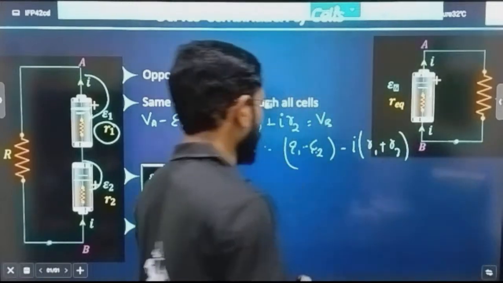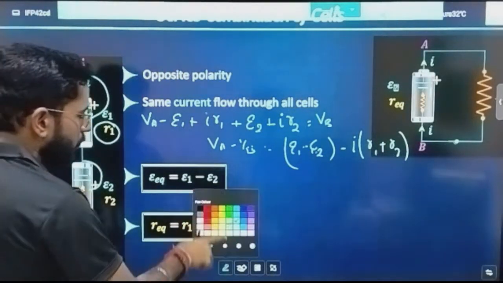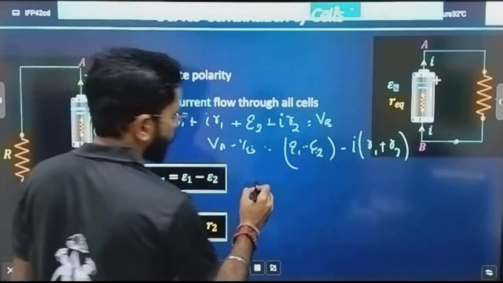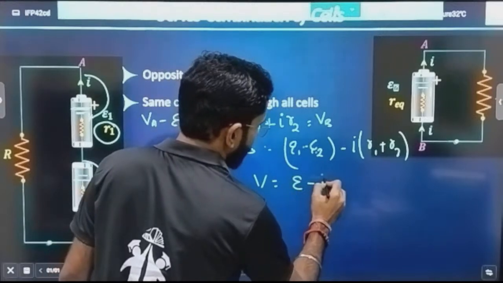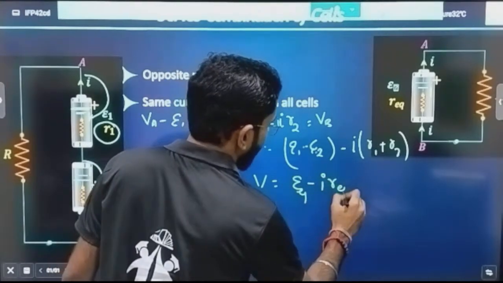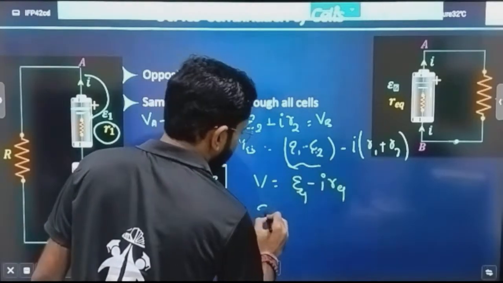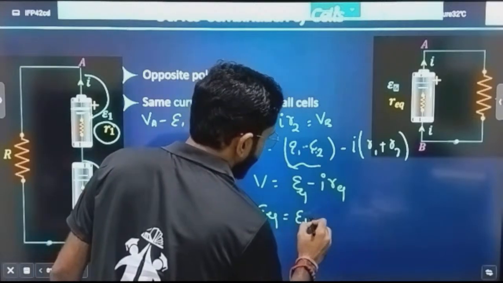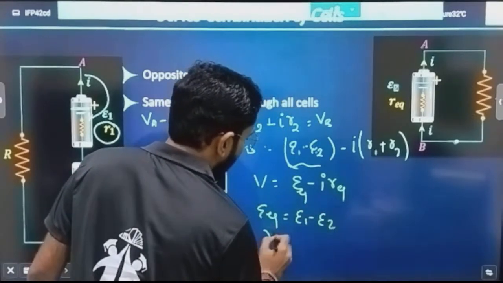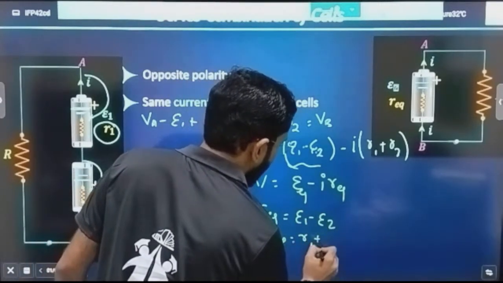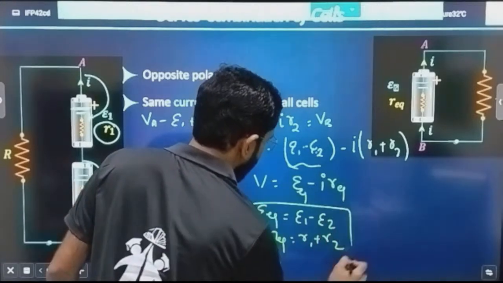So from here, what are you concluding, students? Tell me, what is the general equation that you write? V is equal to E minus IR, with E equivalent and R equivalent. Comparing this, E equivalent is going to be E1 minus E2, and R equivalent will be the same because it doesn't depend on the polarity. There is no polarity for resistors.